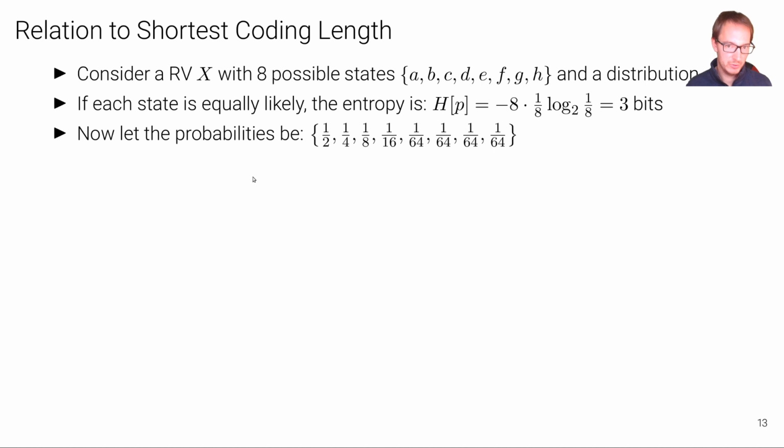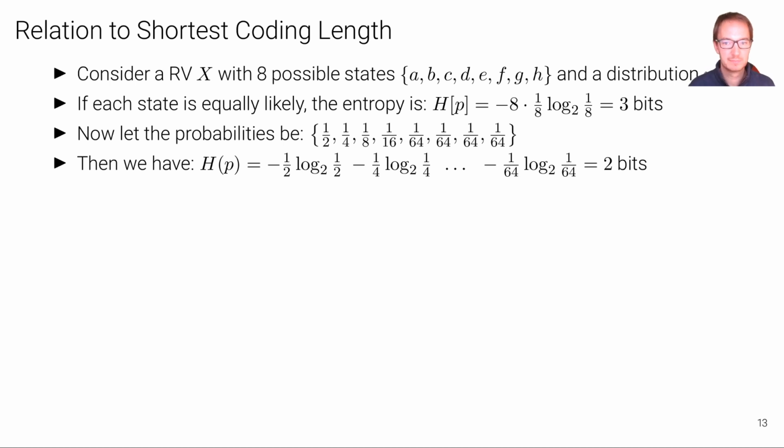Now let's assume a non-uniform distribution. In particular, let the probabilities be as we see them here. The first state is extremely likely, has half of the probability mass, or half of the probability. And then the second half of the probability is split across all the other states, where the second state is still quite likely and the third state as well, but then the remaining states are rather unlikely.